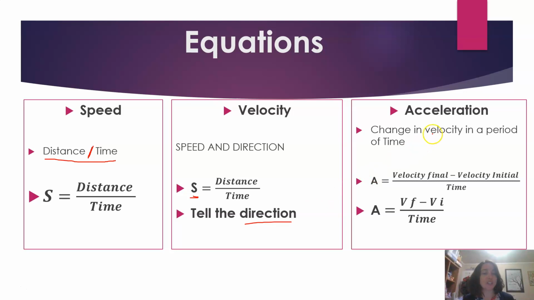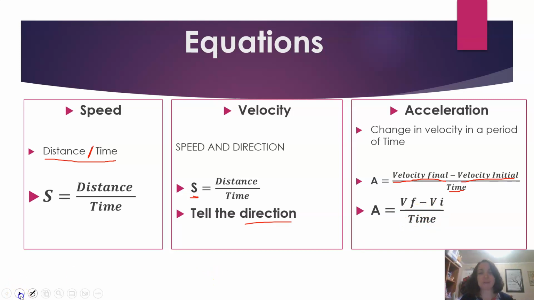And acceleration is a change in velocity, so there's a little bit more information. We need to know the velocity that we ended with, the final velocity, and the velocity that we started with, the initial velocity, which means what you start with. And again, it's divided by time. So you may see this shortened as VF minus VI or V0, divided by time.